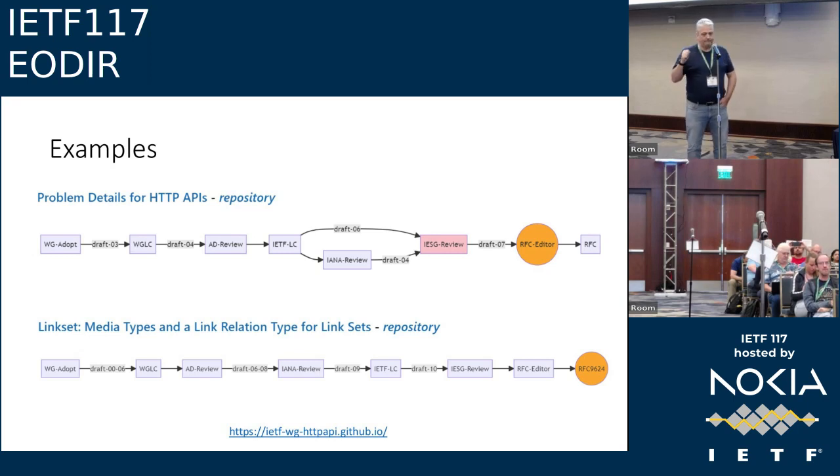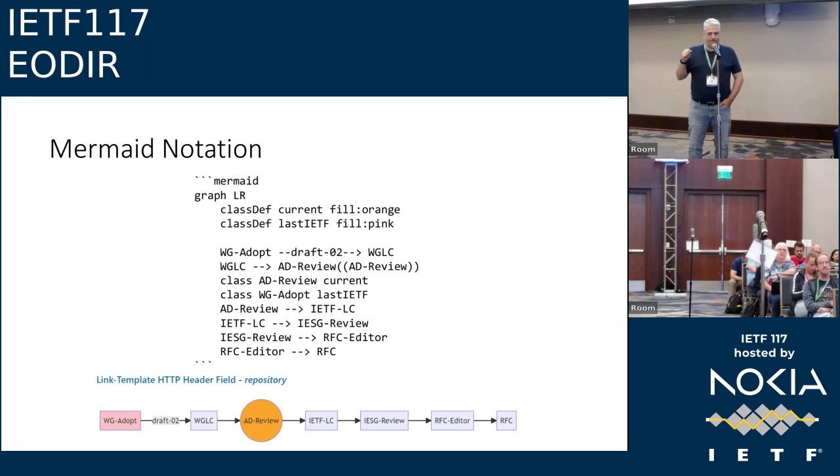Next slide, please. It requires some Mermaid notation, and you have to kind of draw from point to point and use little curly braces to make circles and class definitions to do the colors. And it is a little bit of manual work. And if there's any way we could automate this, this would be really cool. Next slide, please.